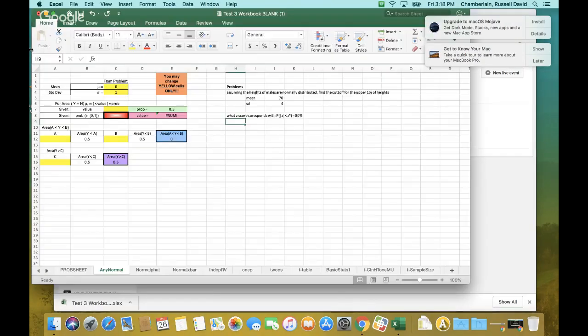I kind of already put these problems into the setup we need. So let's just run through it. So assuming we've got z-score, right? The first one we've got here is assuming we've got normally distributed heights. What z-score corresponds to 1% of heights being above, right?